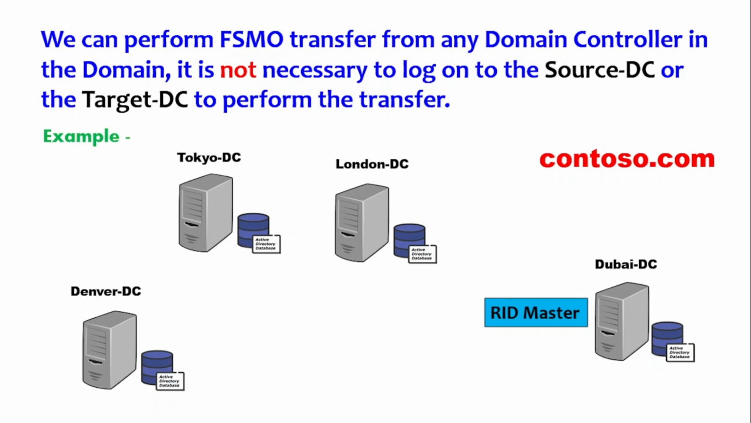So it is not necessary to log on to Denver DC to perform this task, or to Dubai DC to perform this transfer. You can also perform this task logging on to London DC or even logging on to Tokyo DC. So we can perform FSMO transfer from any domain controller in the domain. It is not necessary to log on to the source domain controller or the target domain controller to perform any FSMO transfer.